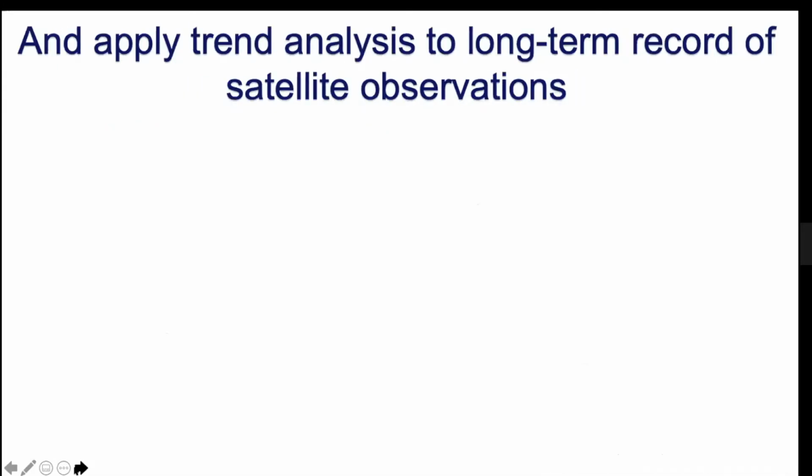Now, after doing successful validation, we did trend analysis on the long-term record of these satellite observations. And this is where big resources play a major role, because it's a lot of data that we have for each pollutant.